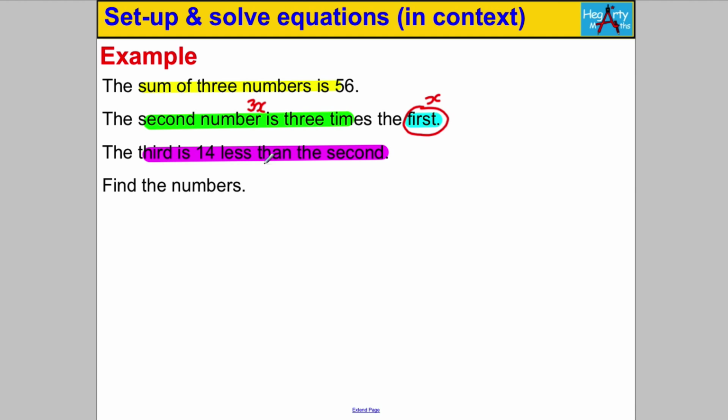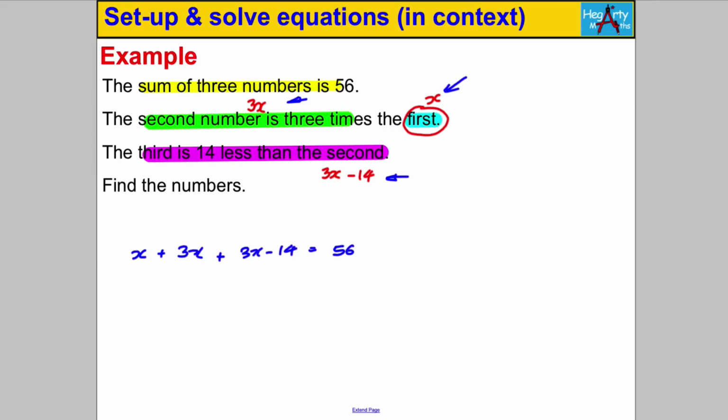The third number is 14 less than the second. Well, the second is 3x, so this one must be 3x subtract 14. It tells us the sum of these is 56. Find the numbers. So let's write an equation. The first number, x, add the second number, 3x, add the third number, 3x subtract 14, has got to equal the sum, which we're told is 56.